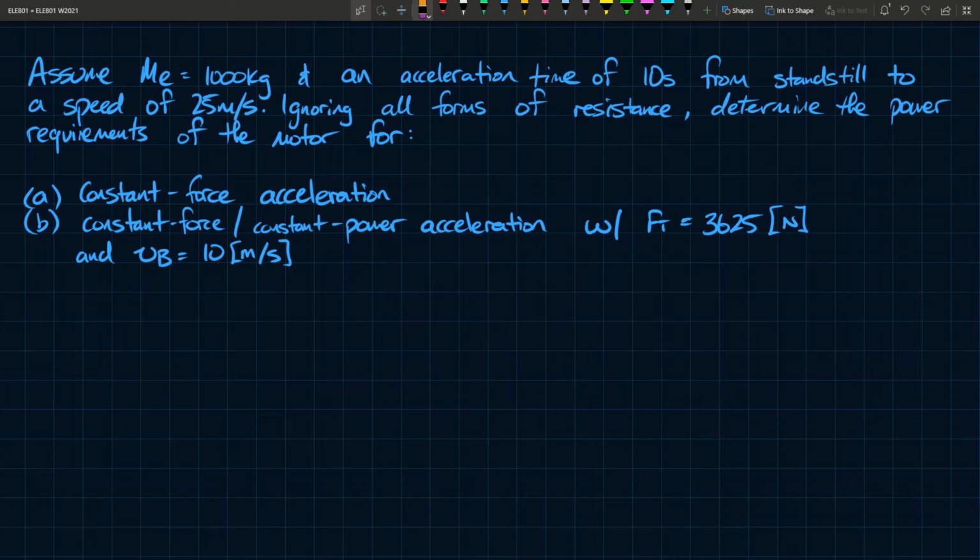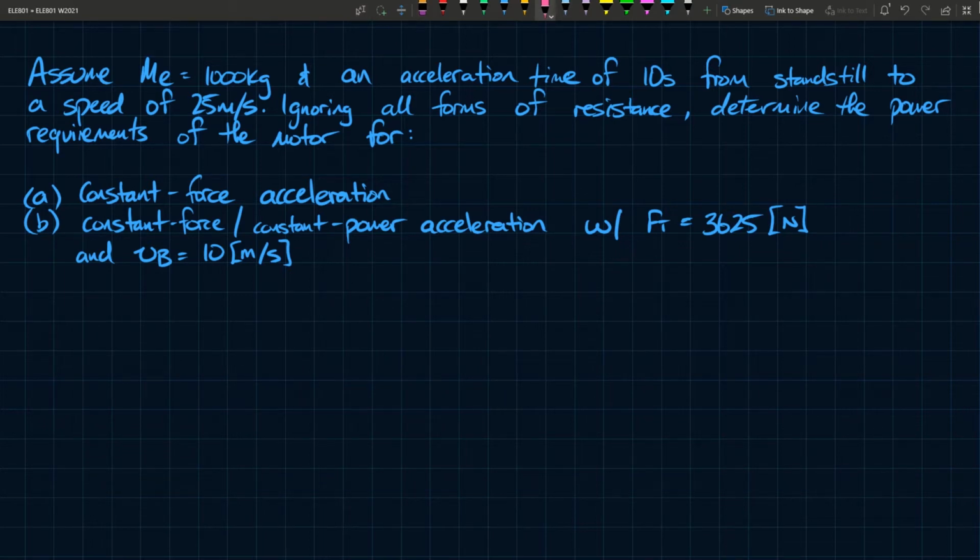So the example says we assume an equivalent mass of 1,000 kilograms and an acceleration time of 10 seconds from standstill, and we want to reach a speed of 25 meters per second. We're ignoring all forms of resistance and we need to determine the power requirements of the motor. So let's look at the first part first.